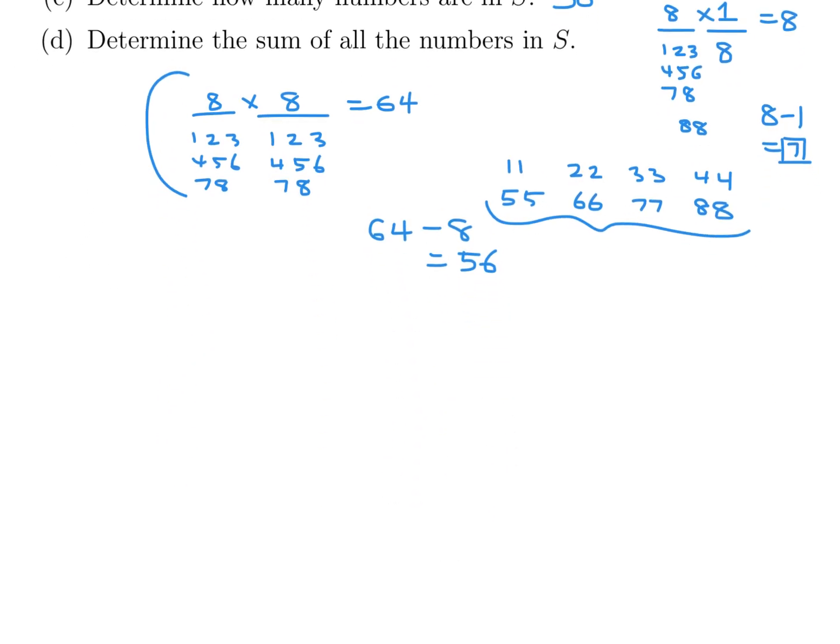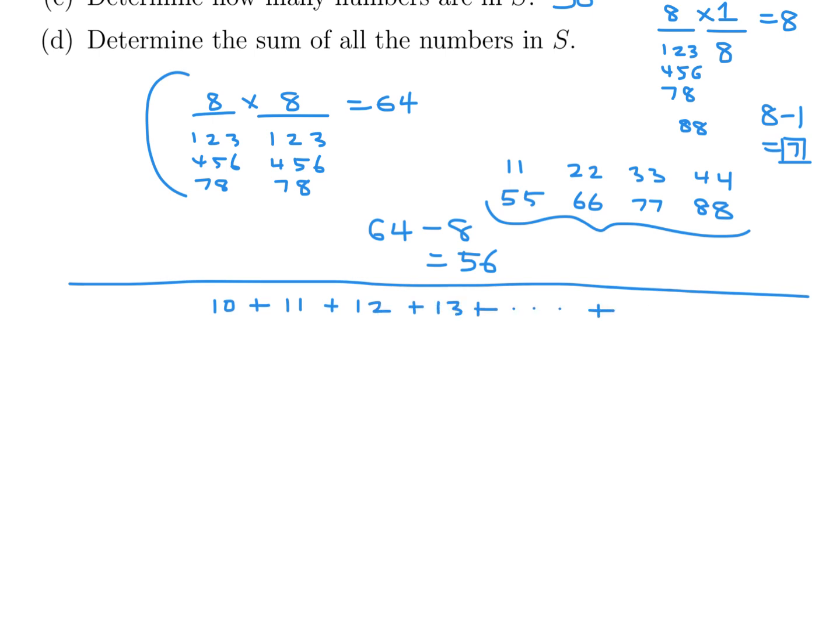Determine the sum of all numbers in S. Okay, this is a little bit more complicated here. All right, so first of all, there's 2-digit numbers, right? So if I had all 2-digit numbers, it would be 10 plus 11 plus 12, and so on, all the way till 99, right? So this sum is basically S99 minus S9.